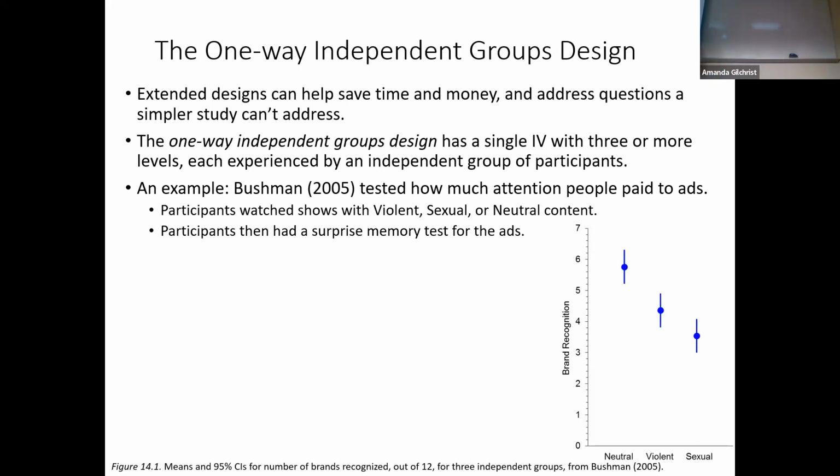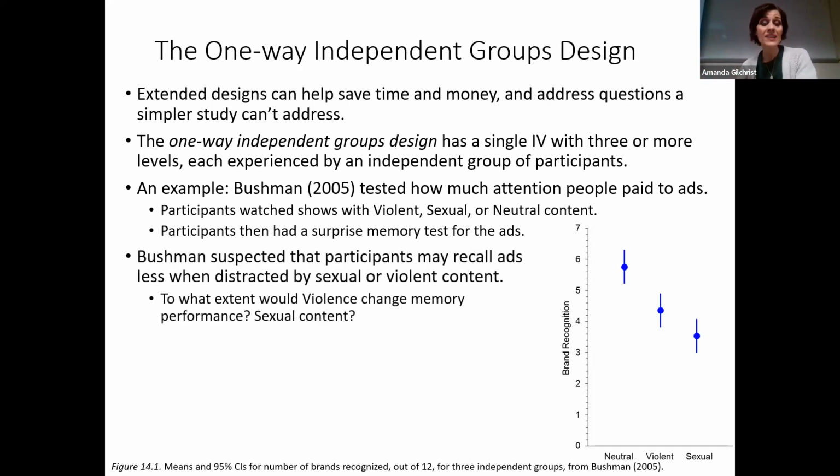Do you think that's a sizable difference though? No. Why not? There's a lot of overlap here. There's not a lot of overlap between this and this or this and this, but there's some overlap here. So maybe the effect of violence versus sex is negligible. But what this tells us, you're exactly right, Sarah. They had better brand recognition for neutral content compared to violent or sexual content, which means, based off of Bushman's idea, that showing attention getting content actually ends up hurting your memory for advertisements.